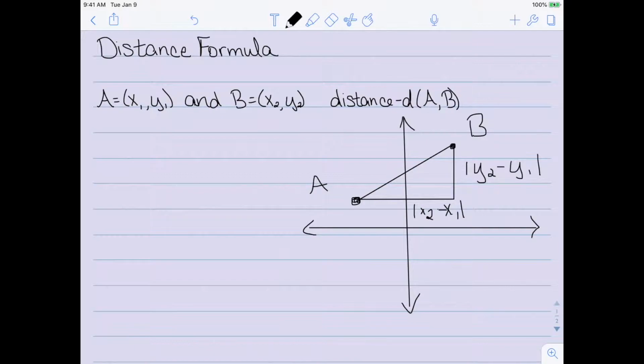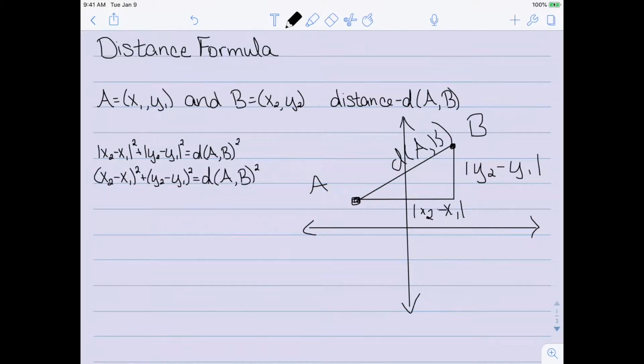We now want to use the Pythagorean theorem. We know this hypotenuse is my distance. So let's use the Pythagorean theorem. The Pythagorean theorem says a leg squared plus a leg squared is equal to the hypotenuse squared. It's important to note now that in the squares, we can get rid of the absolute value. The whole point of the absolute value is to keep this number positive, but when we square it, it's going to be positive anyway. Finally, we have the distance squared, but we don't want that, so we're just going to go ahead and take the square root of both sides.